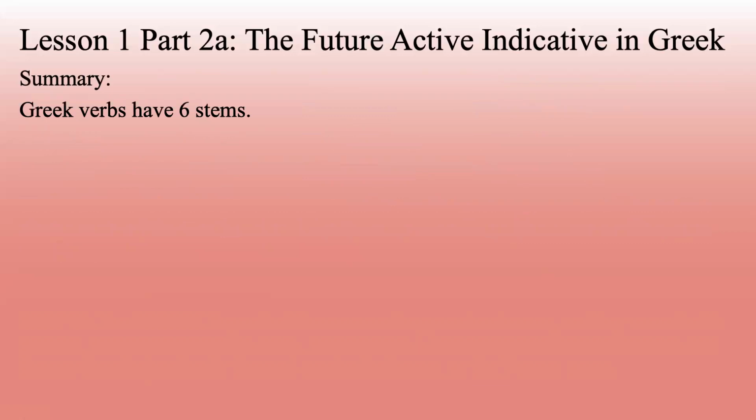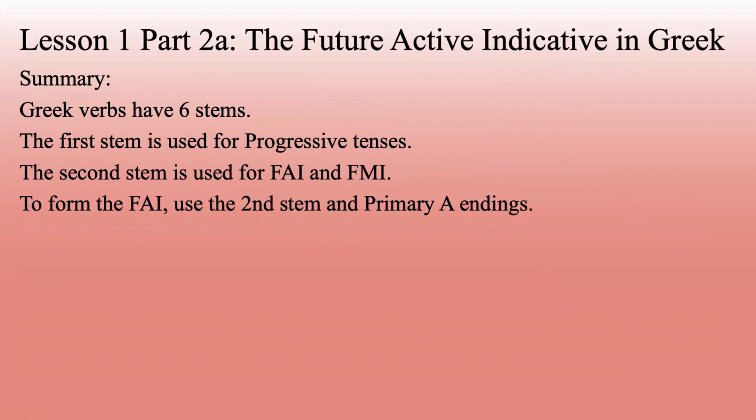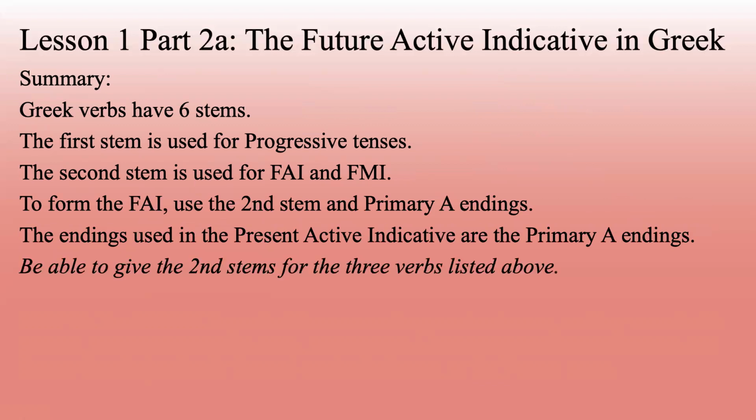So summary, Greek verbs have 6 stems. The first stem is used for progressive tenses. The second stem is used for future active indicative and future middle indicative. To form the future active indicative, use the second stem and primary A endings. The endings used in the present active indicative are the primary A endings. Be able to give the second stems for the 3 verbs listed above.